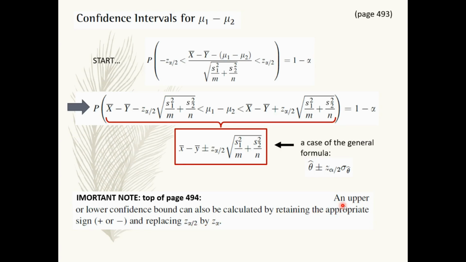So for instance, for an upper confidence bound, remember you want an upper value, so you're going to use the plus sign. So you'll drop the minus, and then in place of z alpha over 2, you'll have z alpha. Similarly, for the lower confidence bound, you'll replace the plus minus with the minus sign only, and then this will be z alpha. So you'll only calculate one value in the one-sided cases.